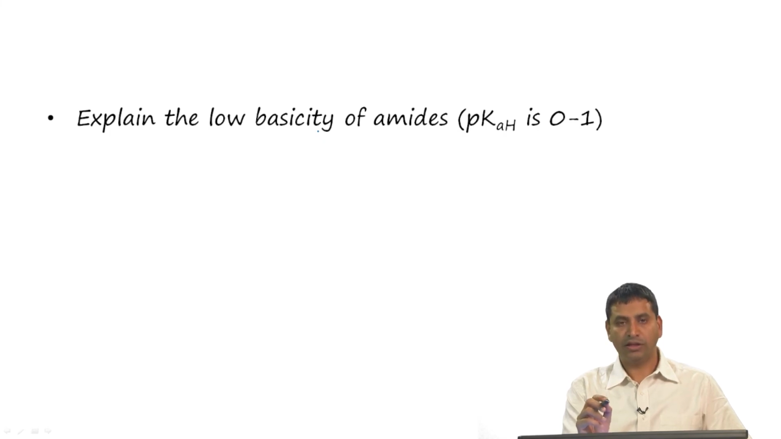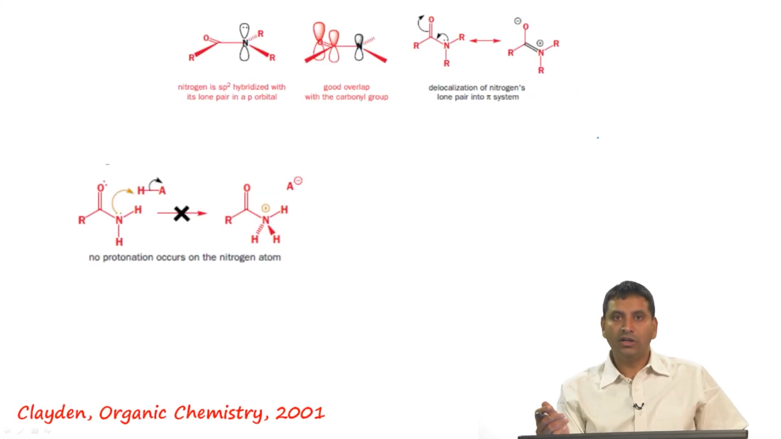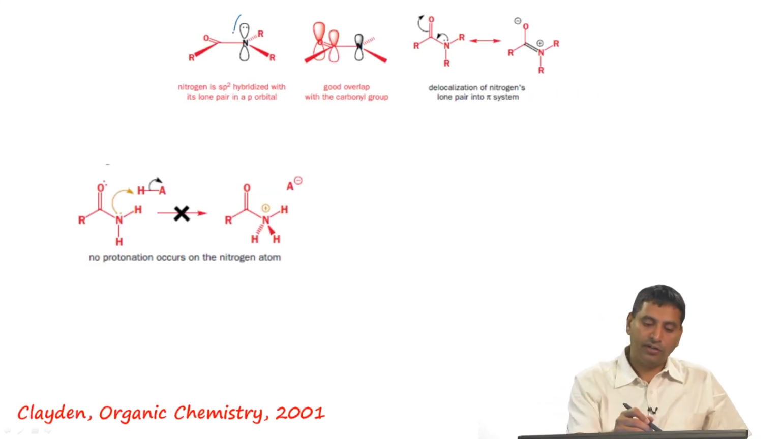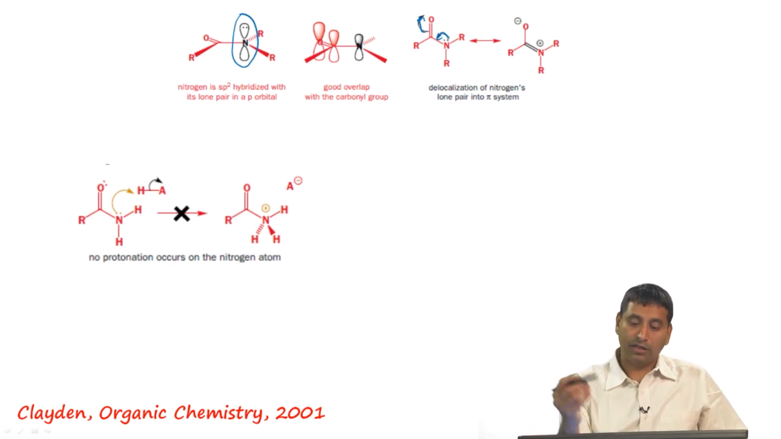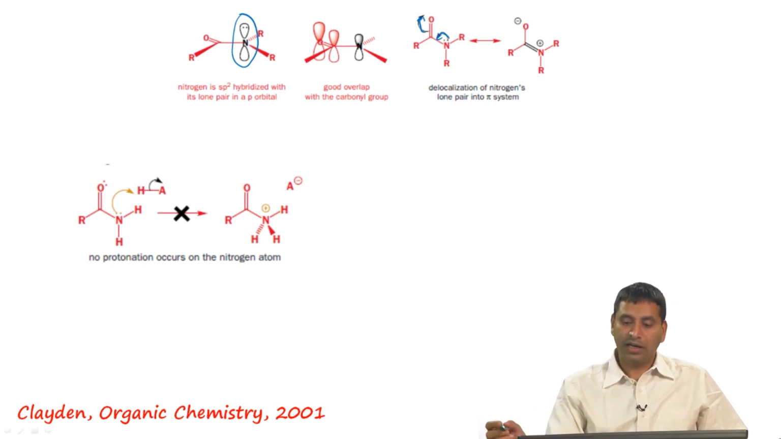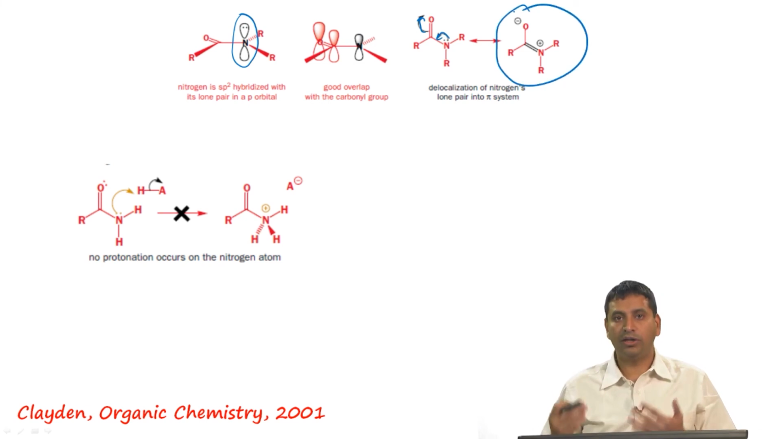The next question is: explain the low basicity of amides. The pKa-H of amides is somewhere in the range 0 to 1. In amides, the nitrogen is sp2 hybridized and it occupies a p orbital, but we also know that the amide can involve itself in resonance and form a structure such as this. Therefore, the lone pair is not really available for the nitrogen to donate.